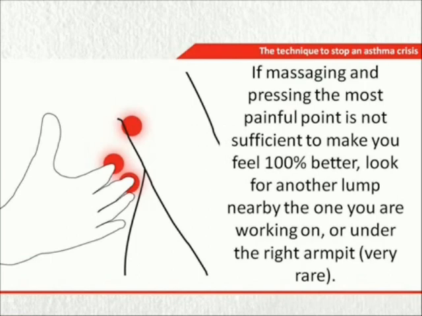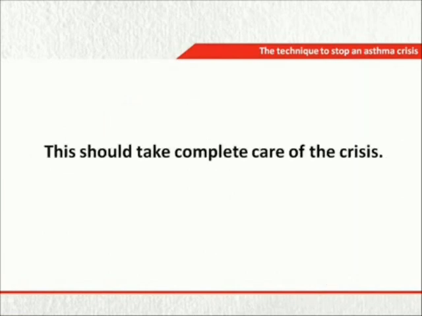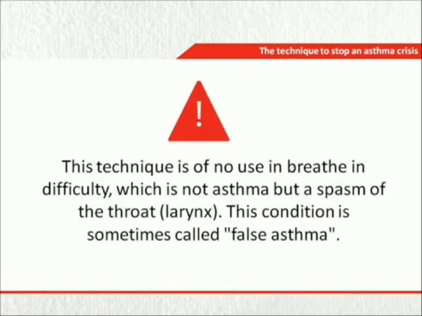If massaging and pressing the most painful point is not sufficient to make you feel 100% better, look for another lump nearby the one you are working on, or under the right armpit. This should take care completely of the crisis. Warning: this technique is of no use in breathing difficulty, which is not asthma, but the spasm of the throat. This condition is sometimes called false asthma.